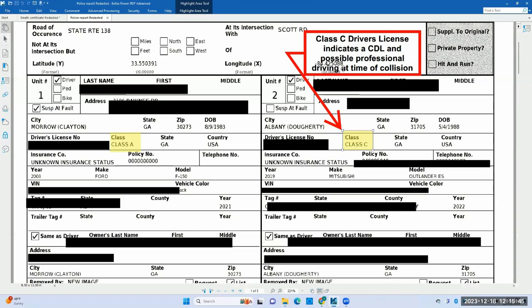And what this means to the Krause Law Firm is it draws attention to, hey, was this person possibly driving in a professional way at the time of the collision? And that's important because the insurance policy might have been a larger policy if they were driving in a professional capacity at that time. So here we see the year, make, and model of the vehicle with the VIN and the driver's license plate number.